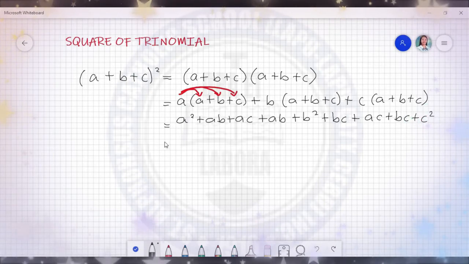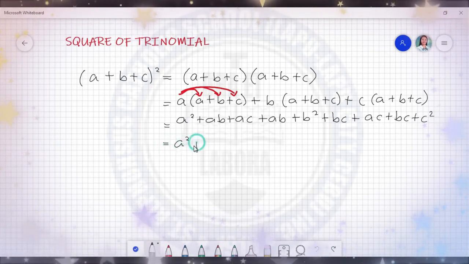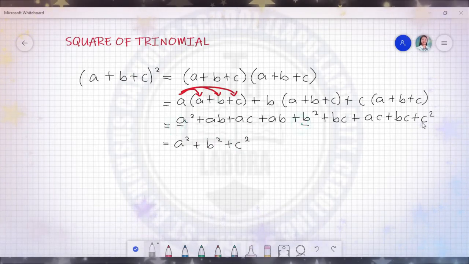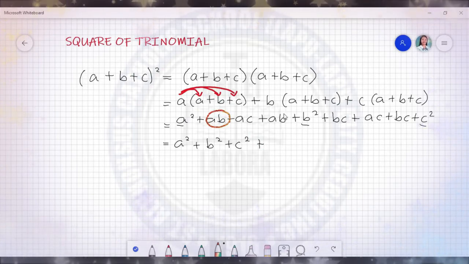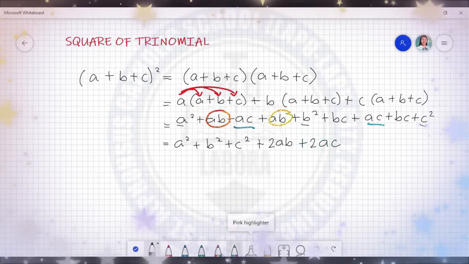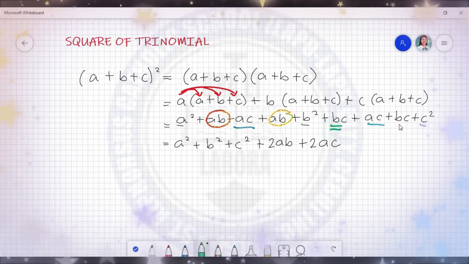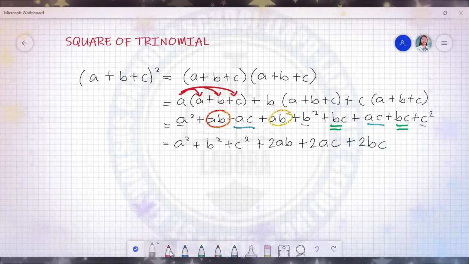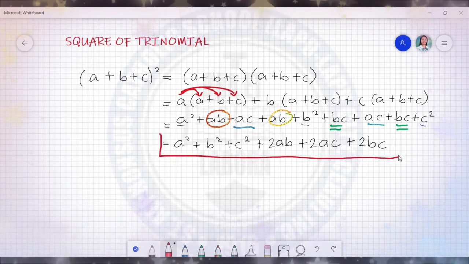Now combine like terms. As you can see, we will write first the terms with the higher degree. So we write first a² + b² + c², then combine like terms. We're going to combine ab and ab here, so there are 2ab. Another one, we're going to combine ac and another ac here, so it will become 2ac. And lastly, we're going to combine bc and the other bc here. So bc + bc will become 2bc. And that's how we get the pattern for square of a trinomial.